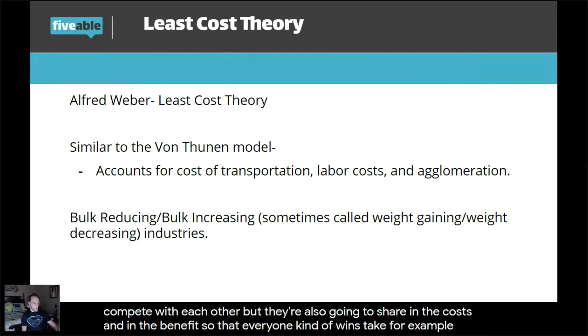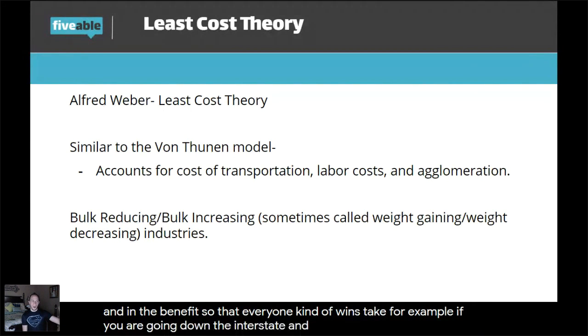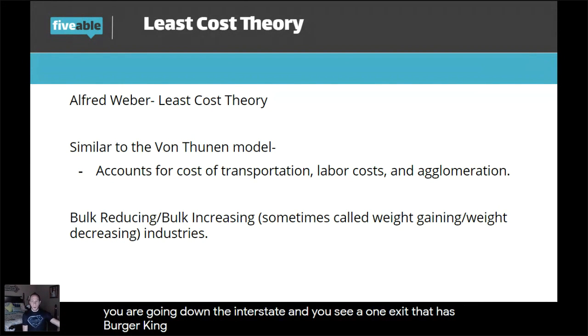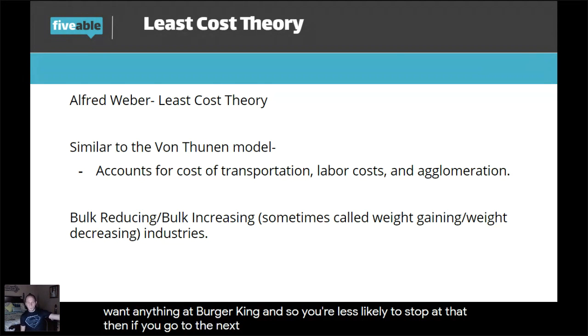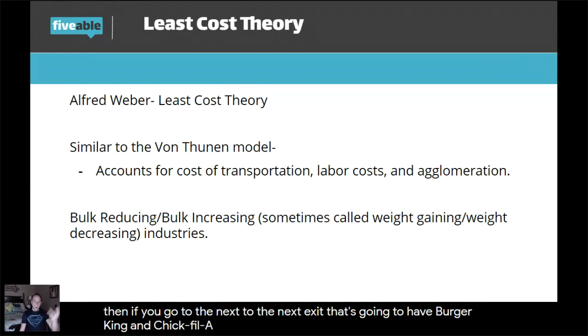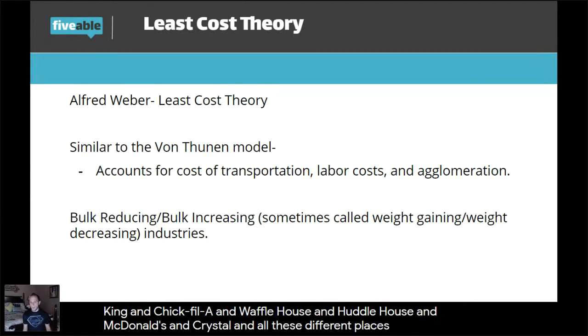Take, for example, if you are going down the interstate and you see one exit that has Burger King. All right, you might want a Whopper, but you might really not want anything at Burger King. And so you're less likely to stop at that than if you go to the next exit that's going to have Burger King and Chick-fil-A and Waffle House and Huddle House and McDonald's and Crystal and all these different places. You're like, wow, there's some food here.